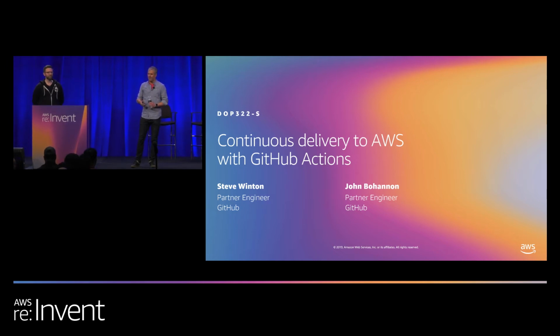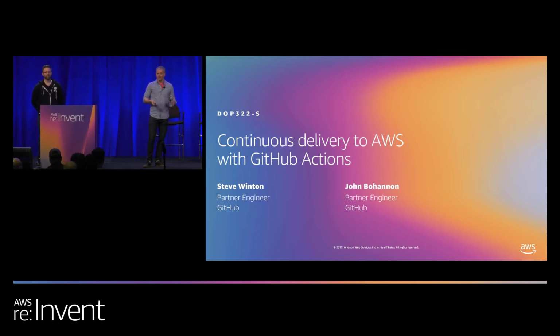I am a partner engineer with GitHub, which basically means that I get to do lots of cool and interesting work with our partners. We've been working recently with AWS, and so we're going to show some of that today. I'm really excited to show you, but first I want to introduce my colleague, John.